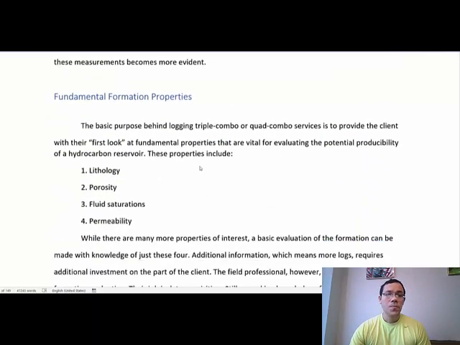So, covering the fundamental formation properties, we encounter lithology. What is that? This is basically the type of rock. And when we say type of rock, we're referring to the chemistry of that rock and also the physical property of it. Porosity. Porosity is basically the void spaces within a rock. In that space is where we're going to find hydrocarbons.